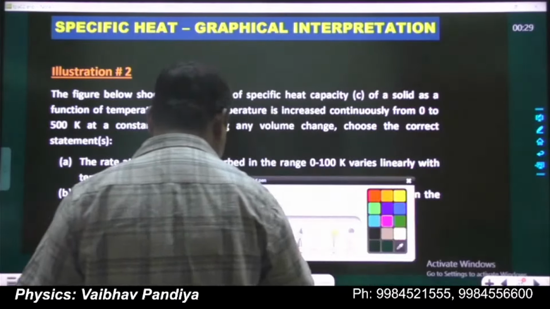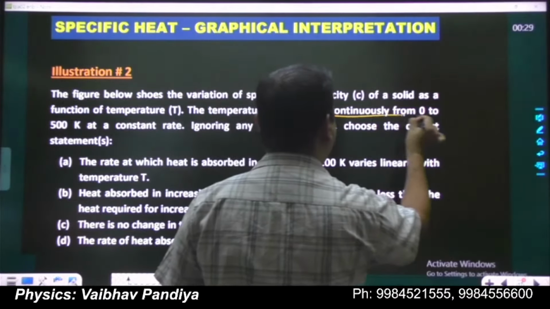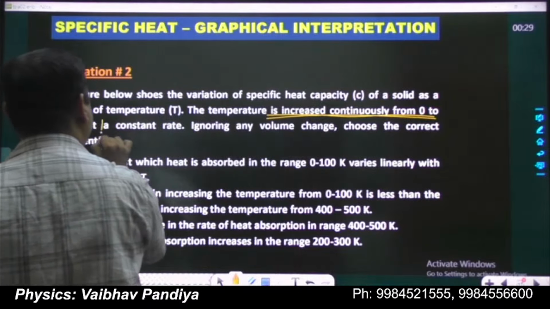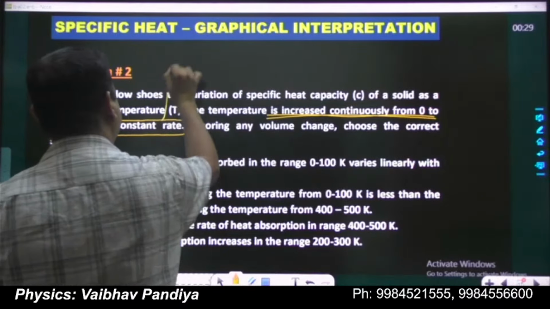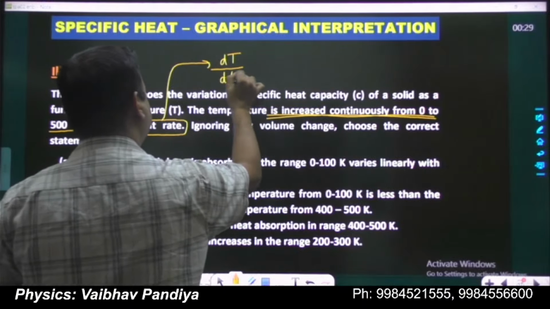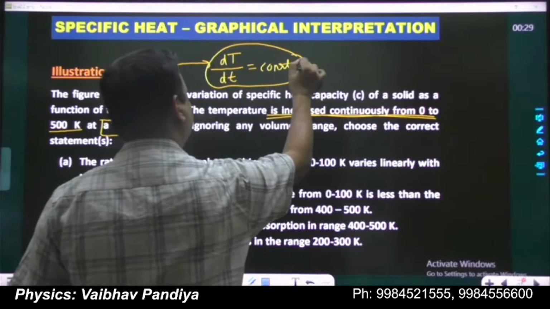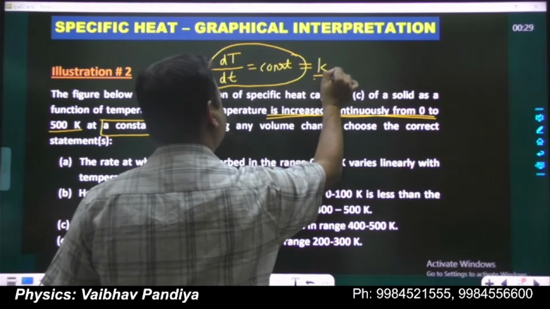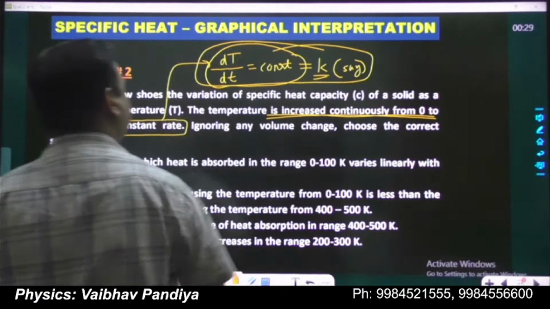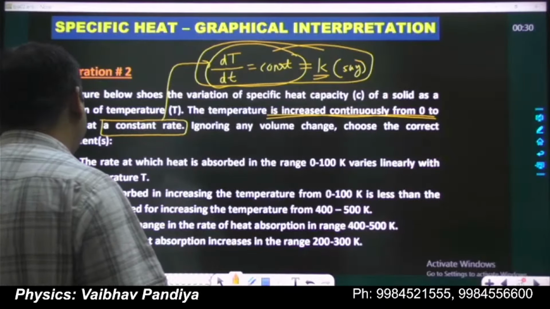See, there's some information given, okay? The temperature is increased continuously from 0 to 500 Kelvin at a constant rate. What does it mean? It means the rate of change of temperature with time is constant. Just say K. This is something the problem is telling, a very critical point, okay? Ignoring any volume change, choose the correct statement or statements.